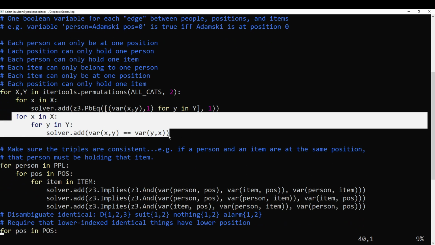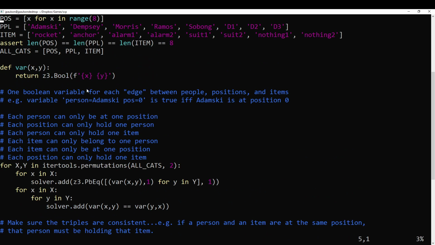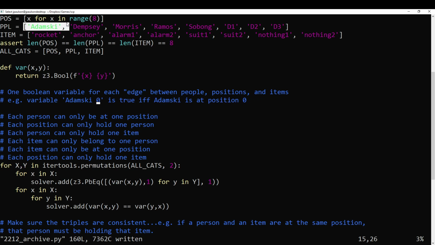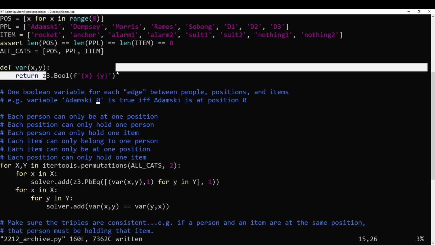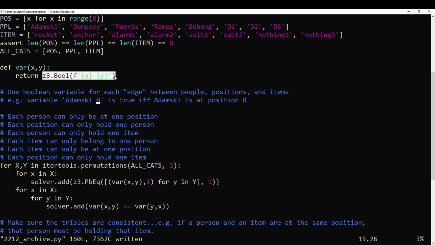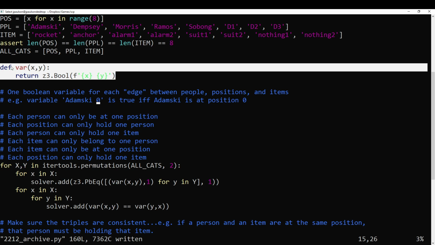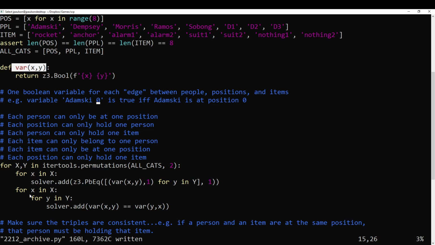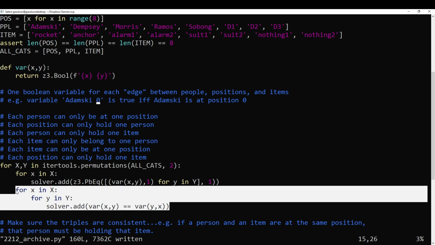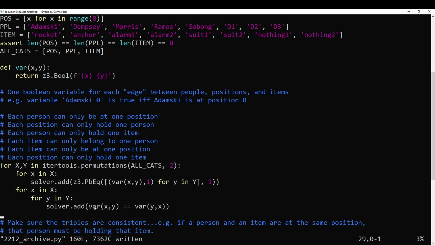And the other constraint I'm adding here is just so it doesn't matter what order you list something in. So this person being in position 0 is the same thing as position 0 being with this person. Z3 is going to identify these variables by their names. So this is giving us the variable that's the edge between x and y, and this is just saying that this is unordered, right? The edge between x and y should be the same as the edge between y and x.